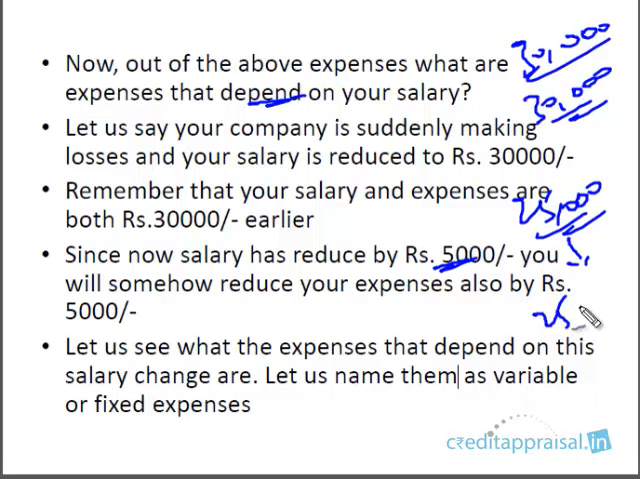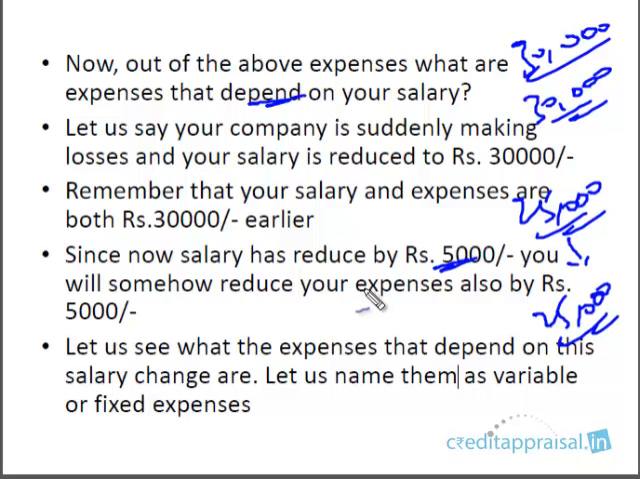What you have to do is reduce your expenses somehow and meet your expenses, because your expenses should be commensurate with your salary. So let us see what are the expenses that depend on your salary. Let us name them variable expenses and fixed expenses. Let us classify these expenses into variable and fixed expenses.